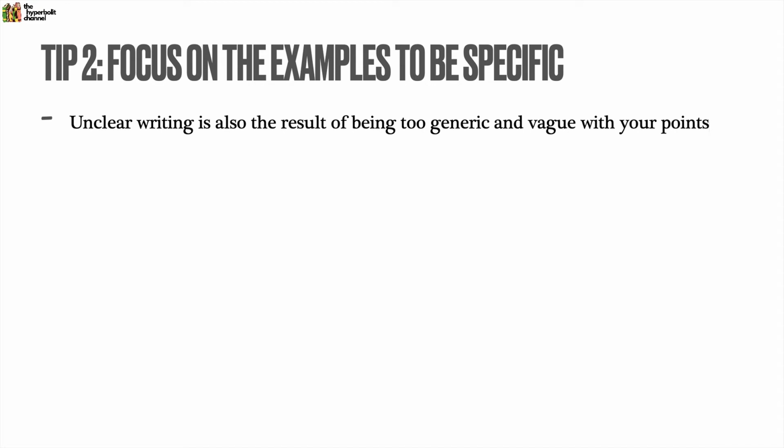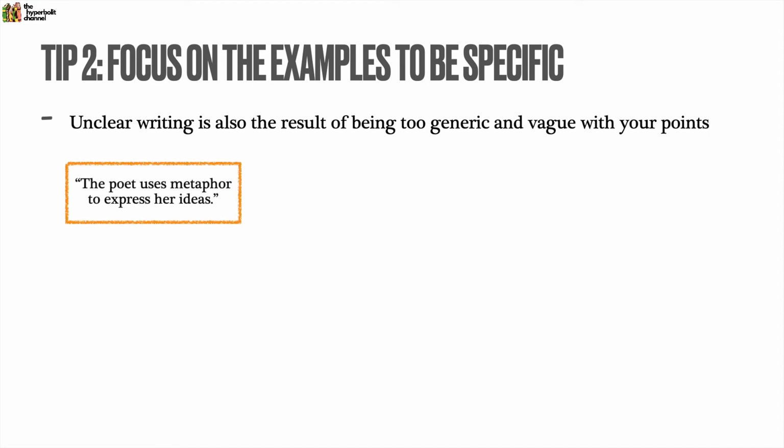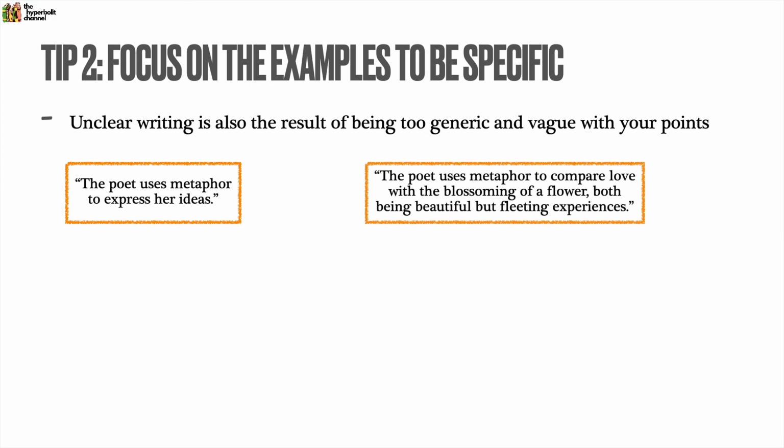So tip 2 is to focus on the examples in order to be specific. Unclear writing is also the result of being too generic and vague with our points, right? So let's take a look at these two sentences. The poet uses metaphor to express her ideas, versus the poet uses metaphor to compare love with the blossoming of a flower, both being beautiful but fleeting experiences.